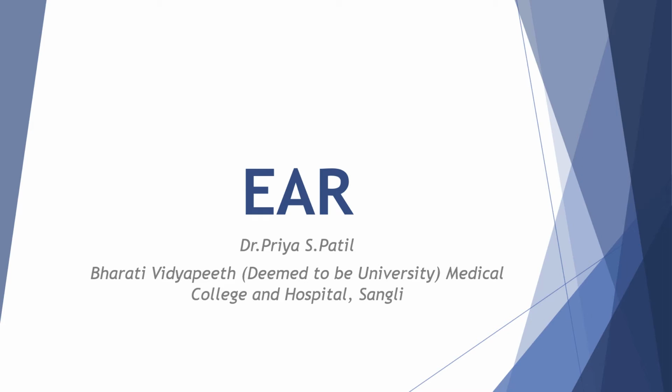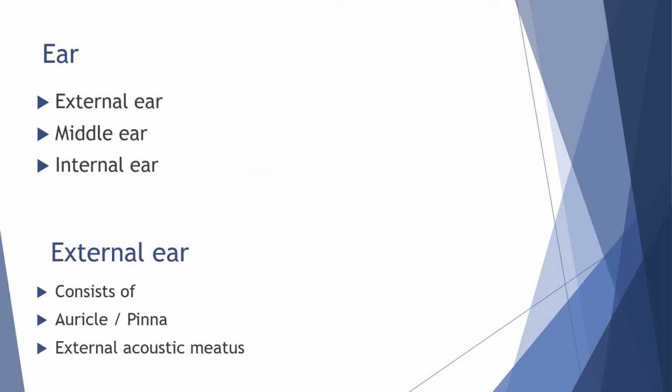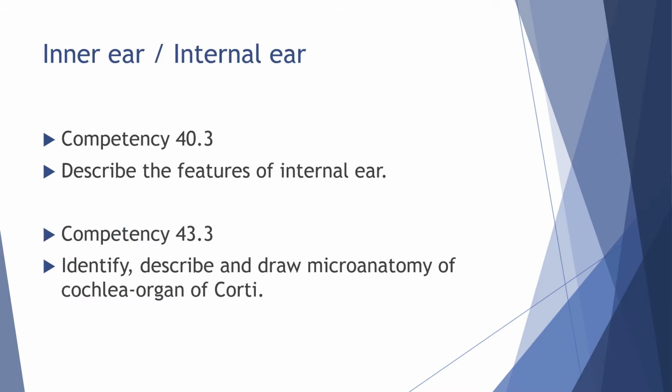The ear. Ear has three parts: external ear, middle ear and internal ear. The external ear is made up of pinna and the external acoustic meatus. The middle ear is made up of the three ossicles. Today we will see the internal ear.